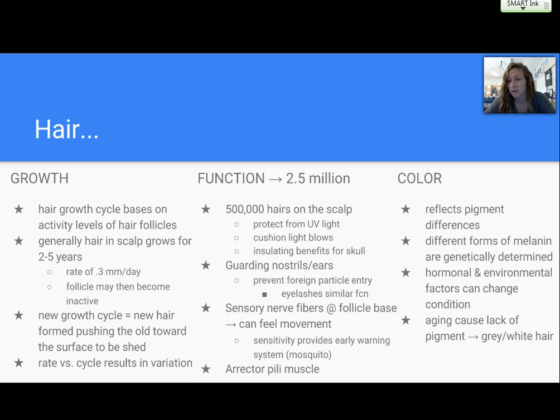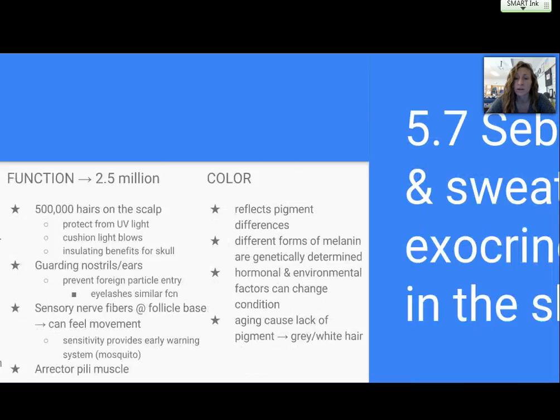Finally, color is just a reflection of the pigment in our bodies that results from genetics, and that's from different forms of melanin. Hormonal and environmental factors can change it in certain conditions, and age is actually going to cause a lack of pigment being produced, which is why we get gray or white hair as we get older.